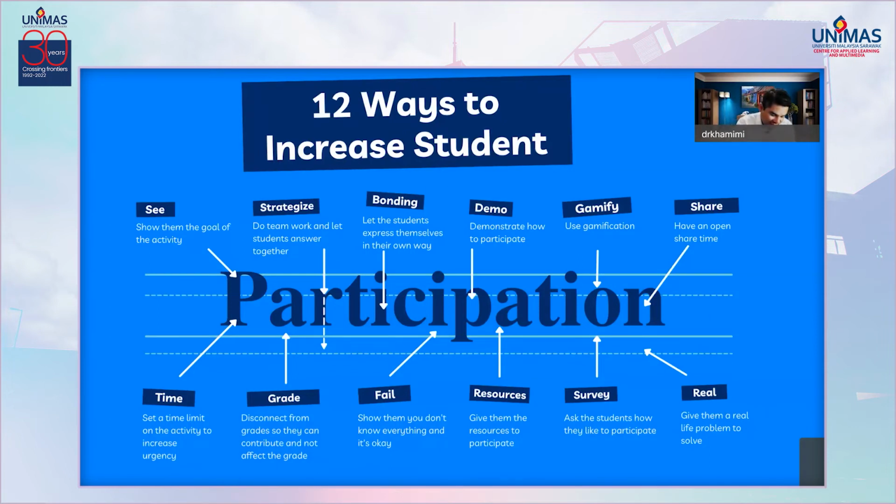Okay, you can choose the chat box, you can use WhatsApp, you can email me, synchronous or asynchronous. If your internet is not that good, you may pass your answer to me by SMS, maybe. Okay. Number 5, gamify, use gamification. Number 6, share, have an open share time. Number 7, time, set a time limit on the activity to increase urgency. Okay, I will give you like 5 days.